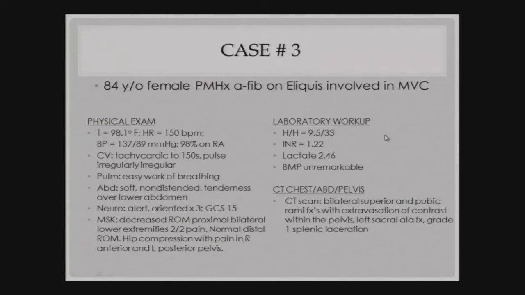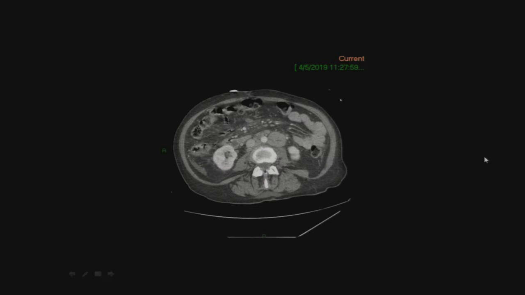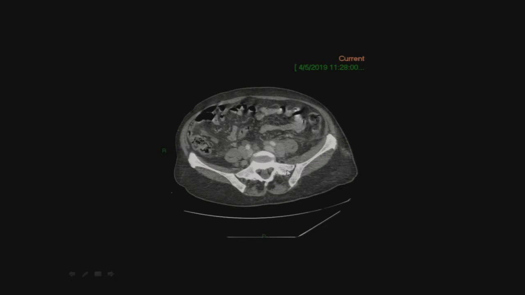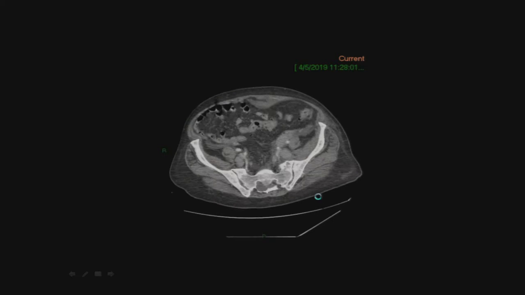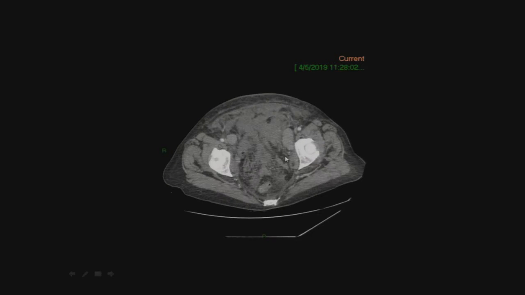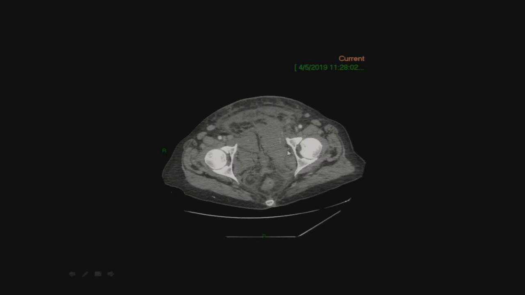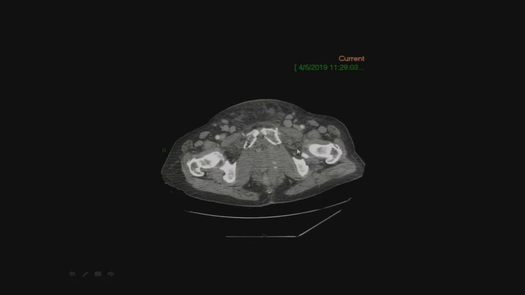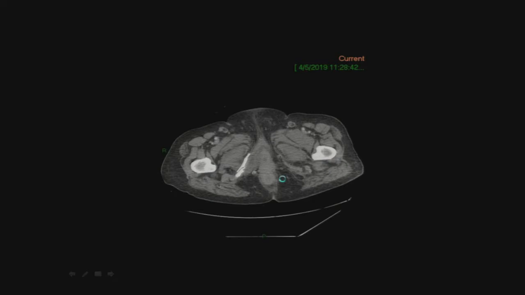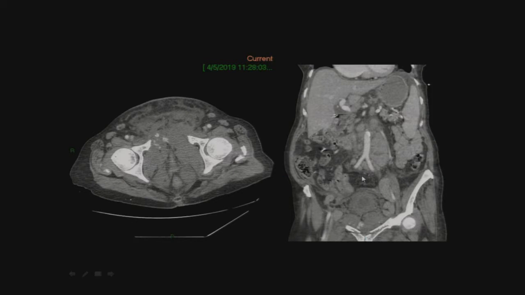And then she had a CT scan obtained, which we will go through here. So she had a lateral sacral ala fracture here, and then you'll see when we get down into the pelvis, areas of large hematoma, and areas of active extravasation, as well as comminuted displaced parasymphyseal pelvic fractures. And here's a redemonstration of the coronal view of her pelvic fracture with active extravasation within pelvic sidewall hematoma.